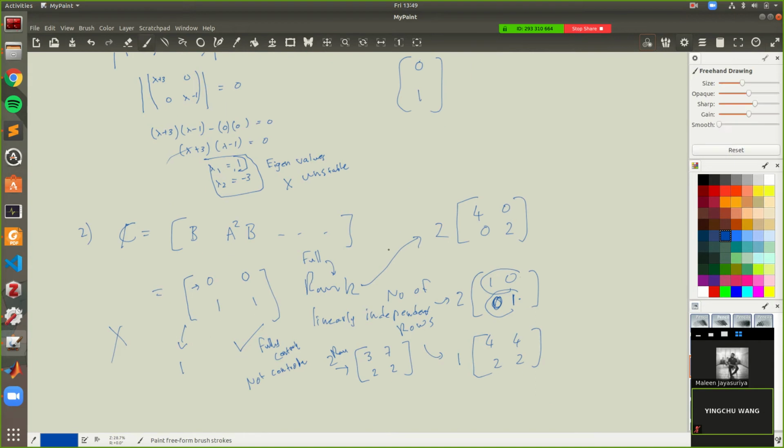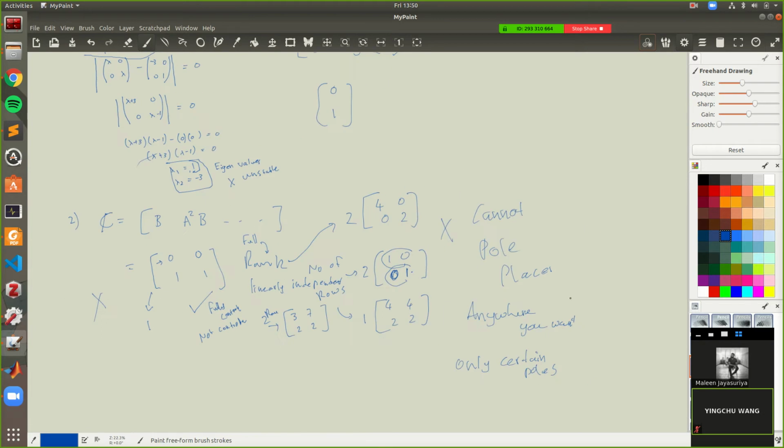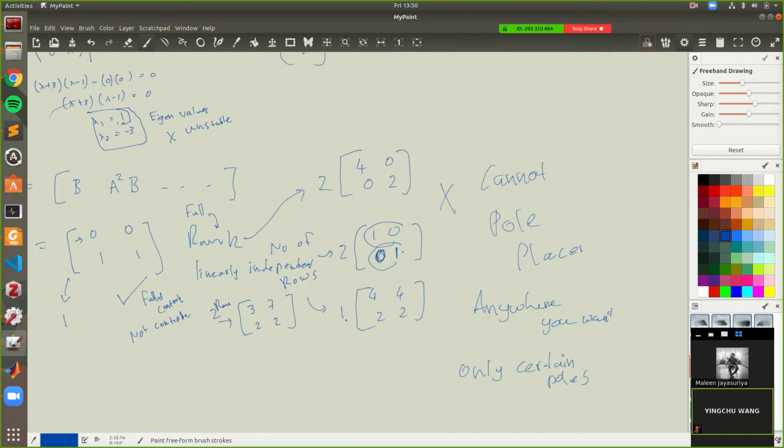So this is not controllable, which means you cannot pole place anywhere you want. Only certain places, only certain poles. That will be clearer in part 3, when we do the actual pole placement. Okay, is that clear?